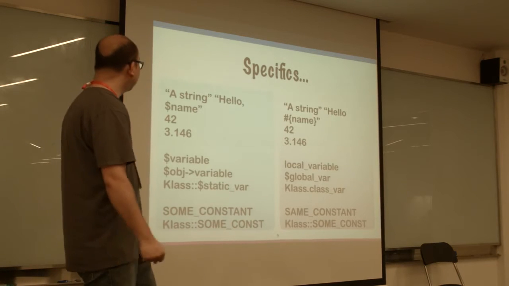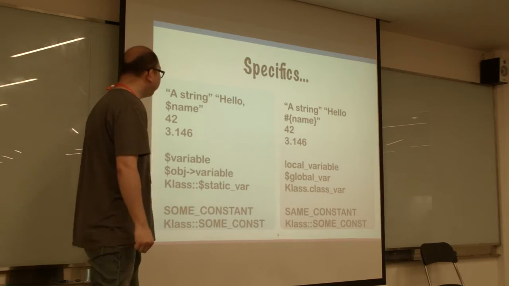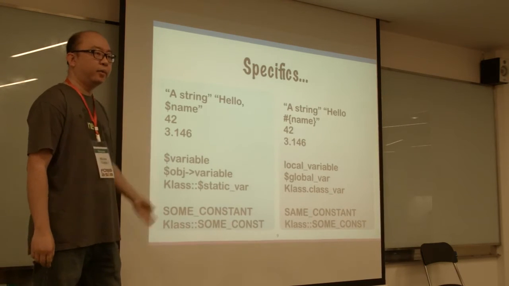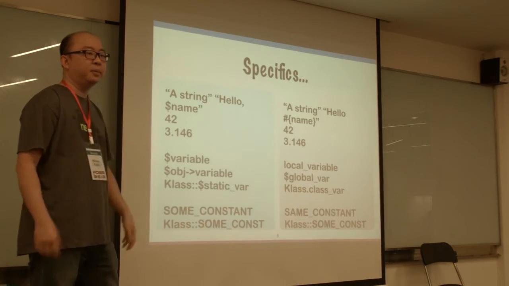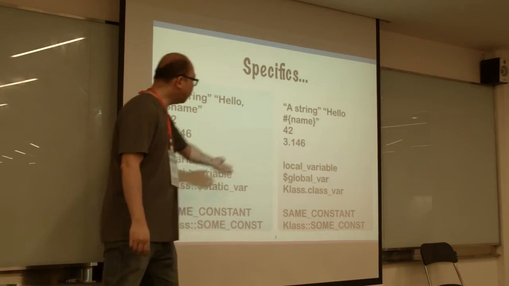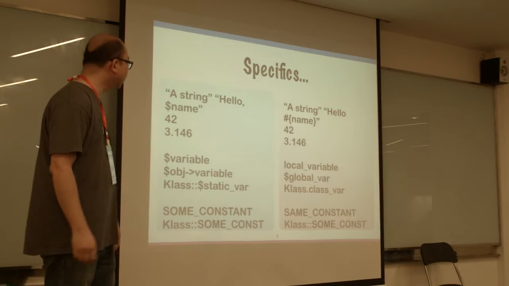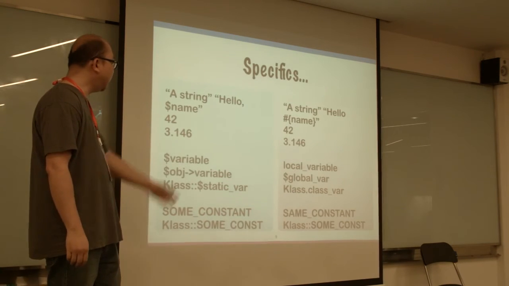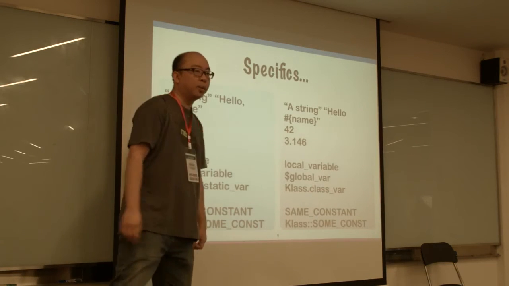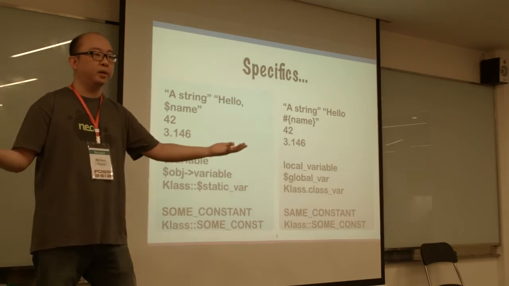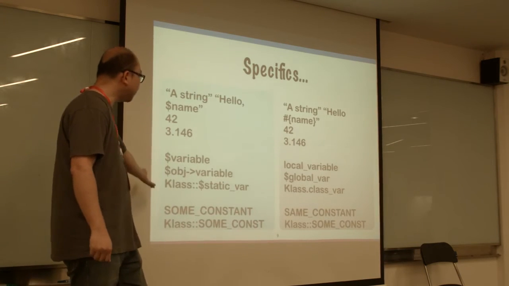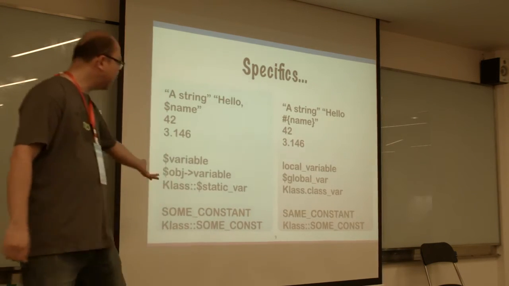Pretty straightforward. Numbers, floats. This is how you represent variables with a $ sign in front. Anything with a $ sign in front in PHP represents a variable container. And in Ruby, that's the other way around. Ruby also has a $ sign prefix as well. This is more for global variables, so they will be available throughout the entire app. Classes, static variables, constants.